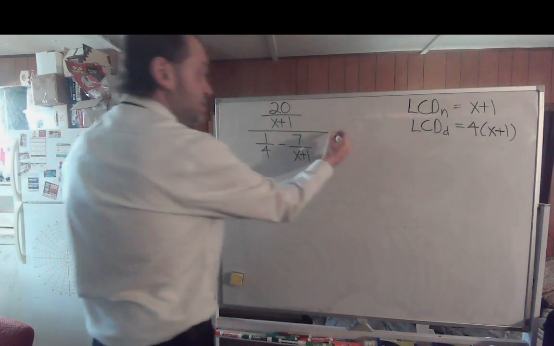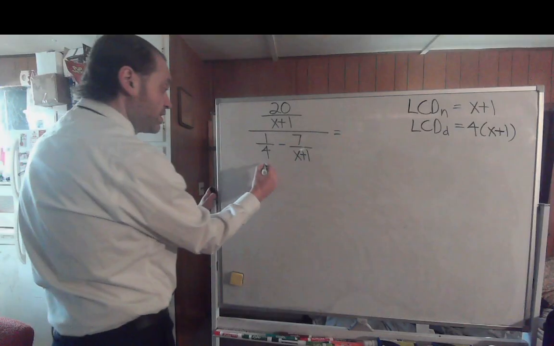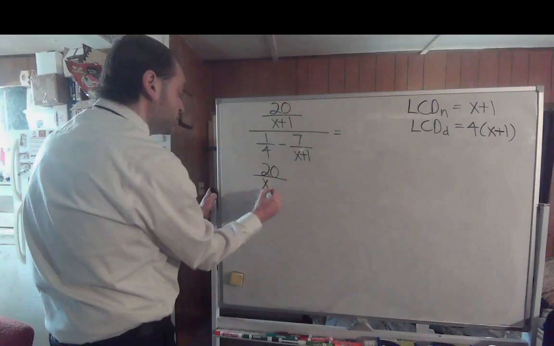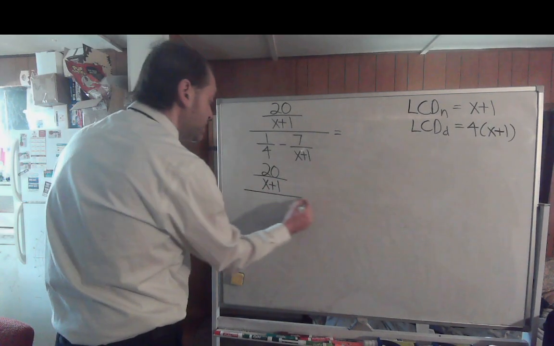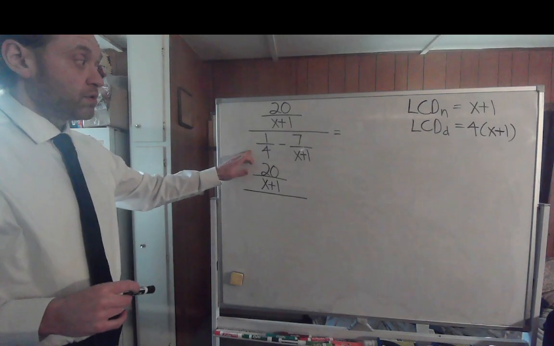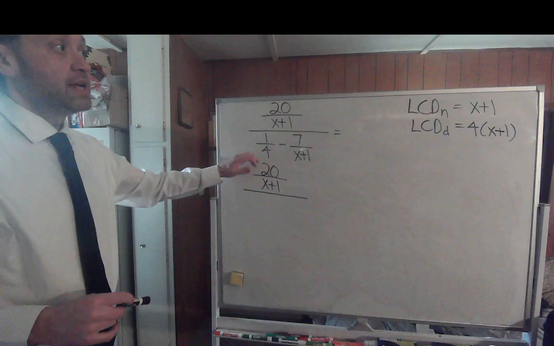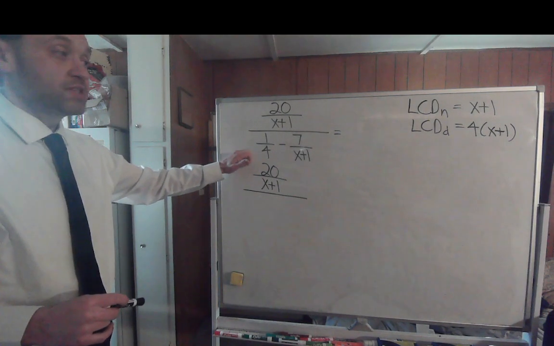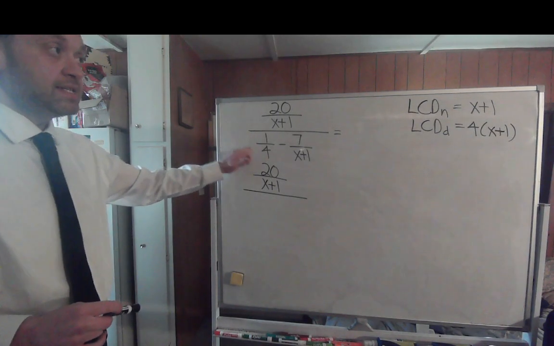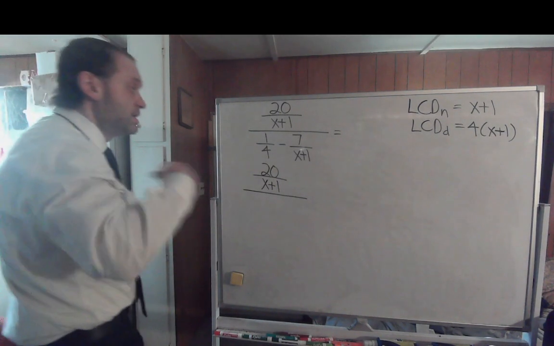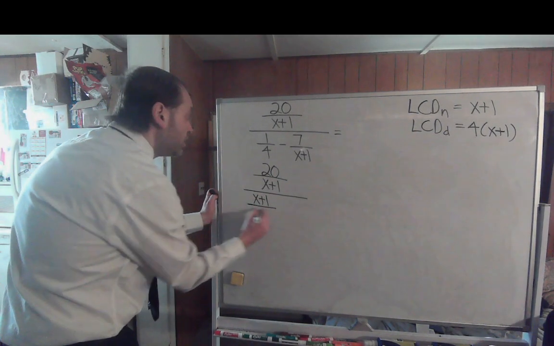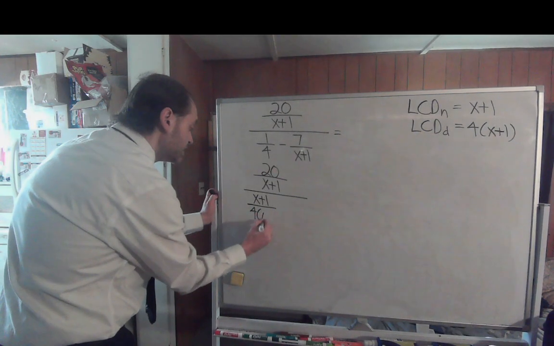So let's go ahead and start working on this. In the numerator, you'll still have 20 divided by x plus 1. That hasn't changed. But what about your denominator? Well, your first term is 1/4. You need to have a common denominator 4 times x plus 1. So your first term in the denominator, you have to multiply both numerator and denominator by x plus 1. So this would turn into x plus 1 all over 4 times x plus 1.